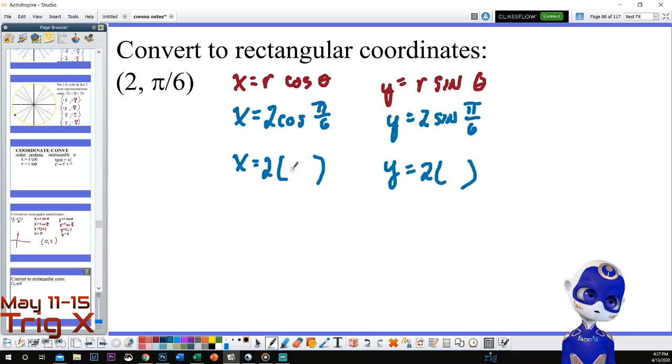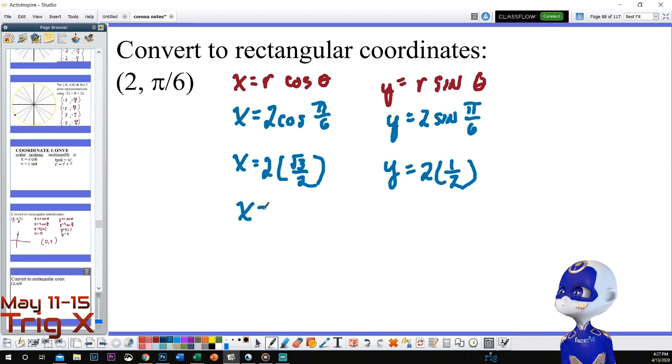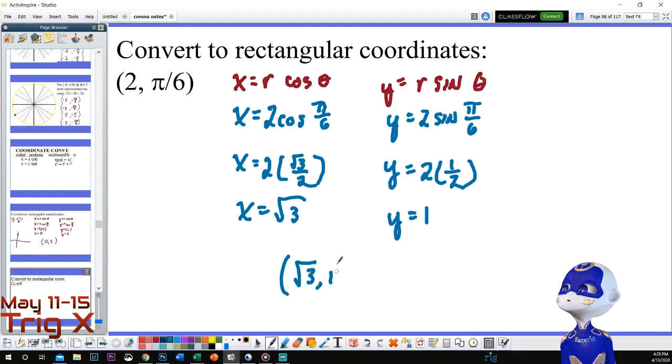Pi over 6 is that pointer finger. Pointer finger tells us that that is square root of 3 over 2 for cosine and 1 over 2 for sine. Remember, if this is not in quadrant 1, to put the correct positive or negative sign value in front of this number. So finally I've got x equals square root of 3, because the 2's cancel. Over here the 2's cancel, and that gives me 1. So your value would be square root of 3, 1. And that would be your rectangular point.